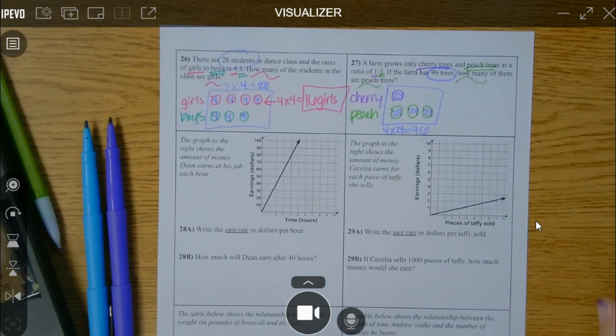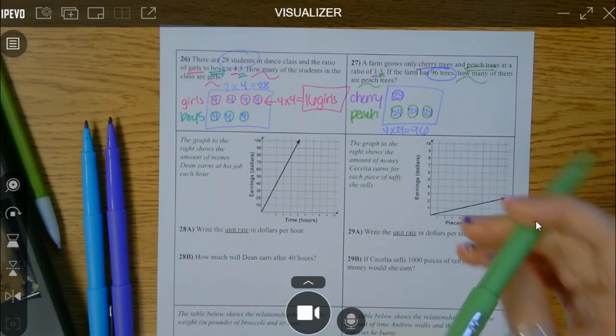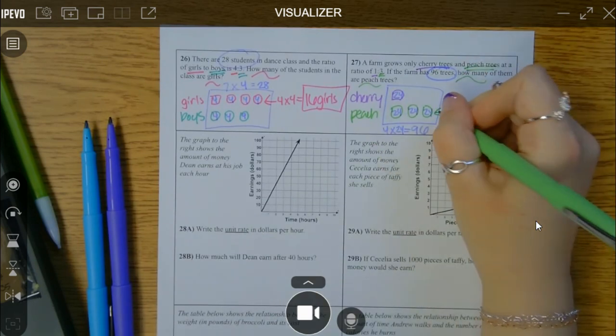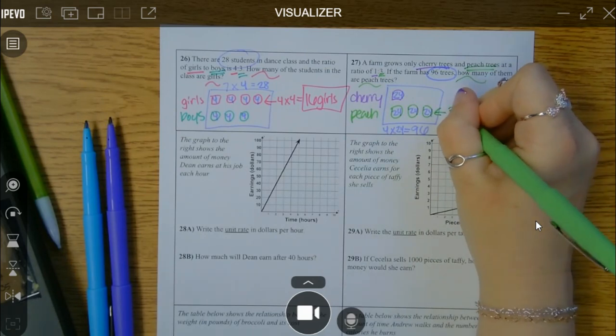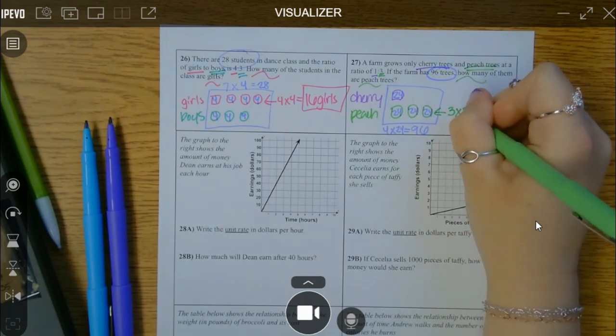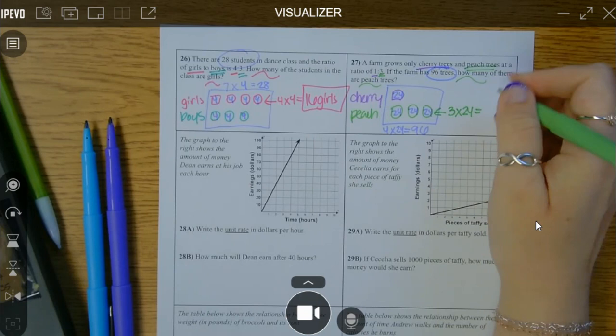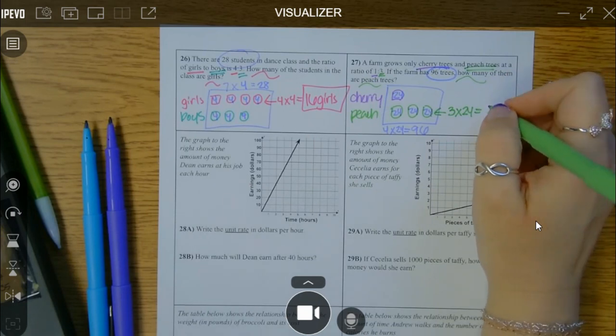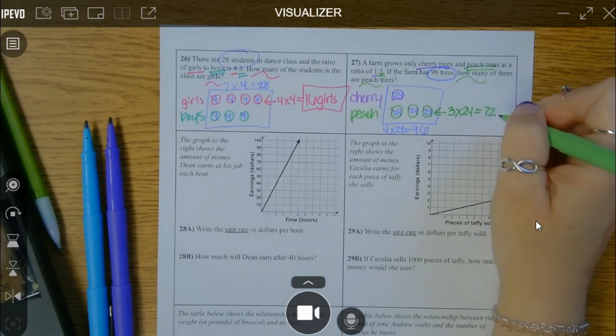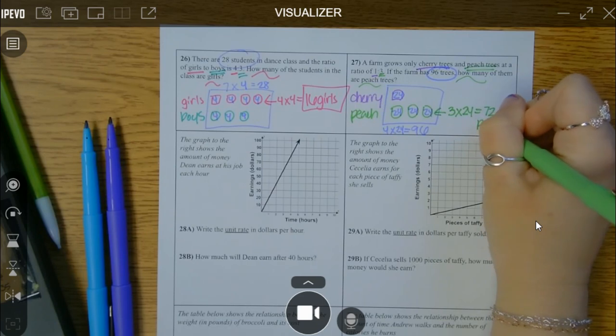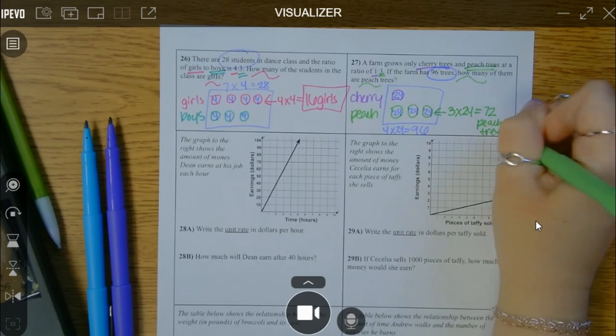What did they ask me? Yeah, the question asked how many of them are peach. So I'm going to focus on just the peach boxes, which there's 3 boxes, and each one is worth 24. So what is 3 times 24? Well, 3 times 24 is 72. So there's a total of 72 peach trees.